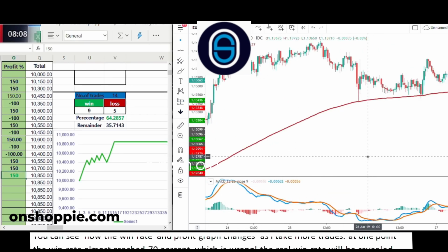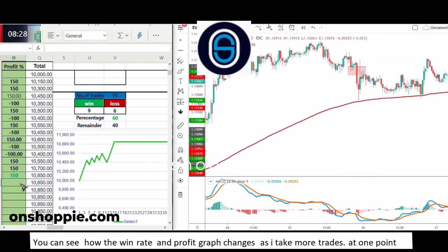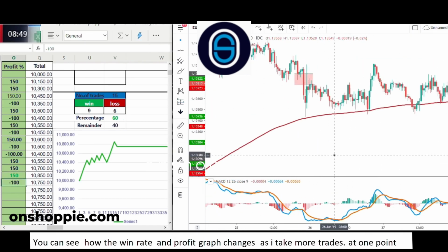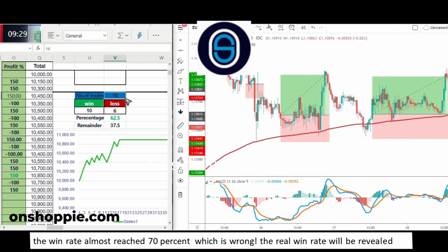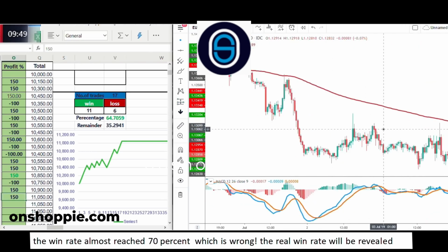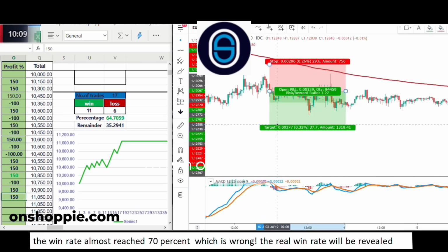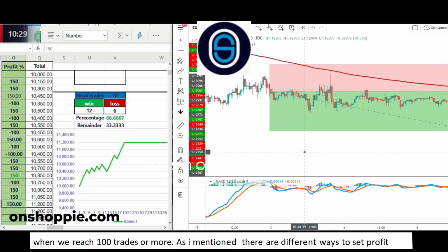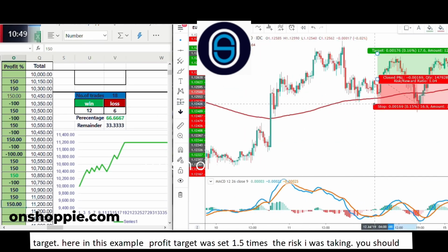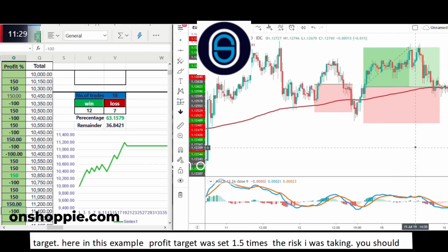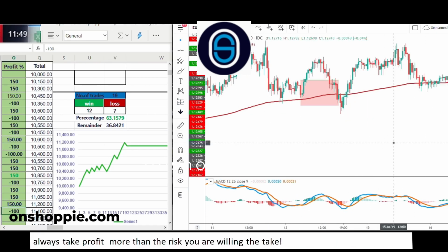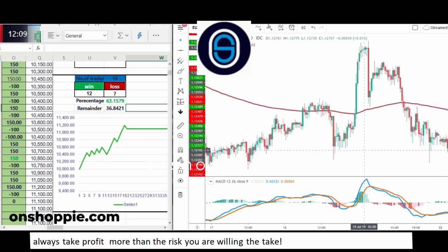You can see how the win rate and profit graph changes as I take more trades. At one point, the win rate almost reached 70%, which is wrong. The real win rate will be revealed when we reach 100 trades or more. As I mentioned, there are different ways to set profit target. Here in this example, profit target was set 1.5 times the risk I was taking. You should always take profit more than the risk you are willing to take.